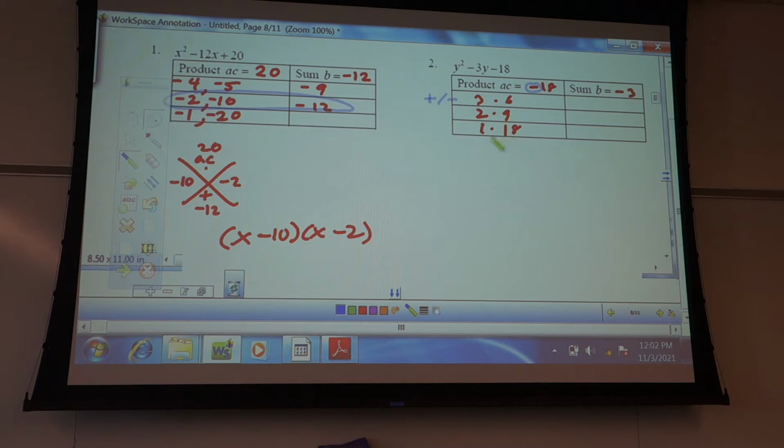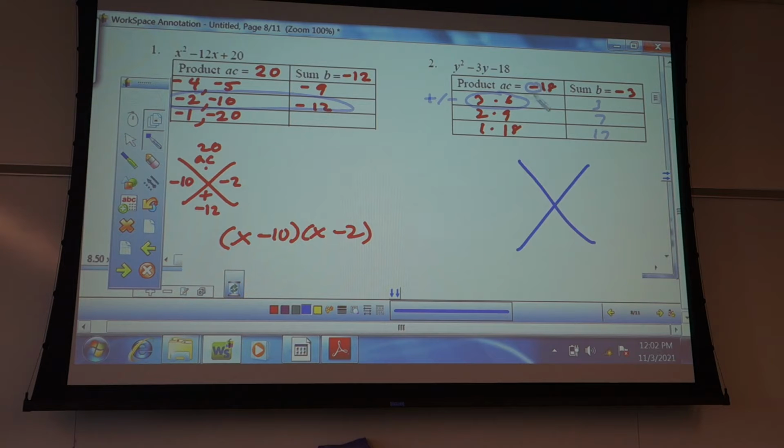But first, let's just figure out what the difference is between these. Well, if I do 18 minus 1, I get 17. If I do 9 minus 2, I get 7. 6 minus 3, I get 3. So that's the one I want. I want 6 and 3. Oh, we're doing minus here, not plus?